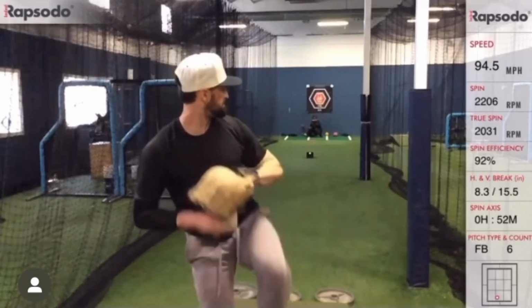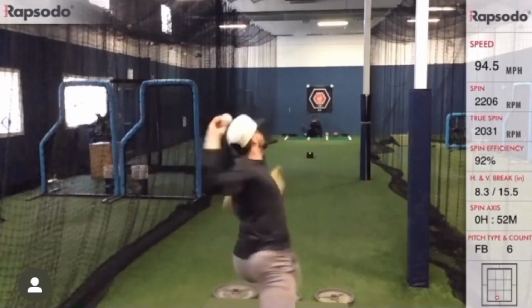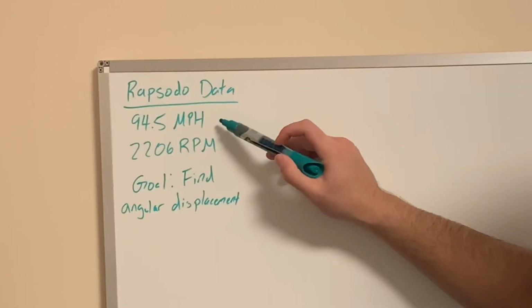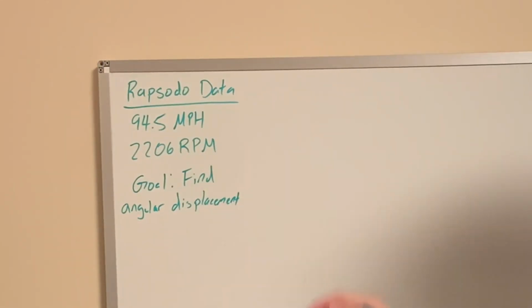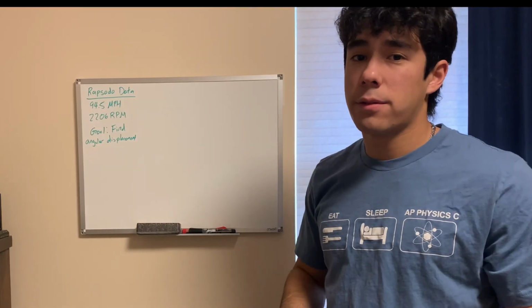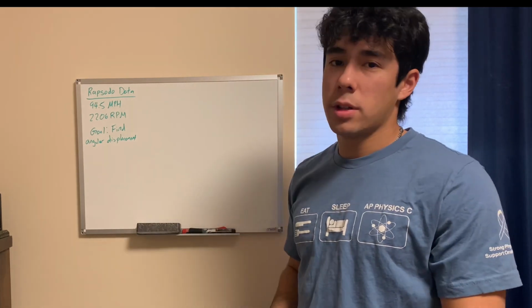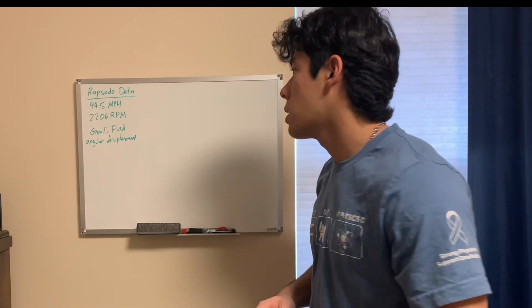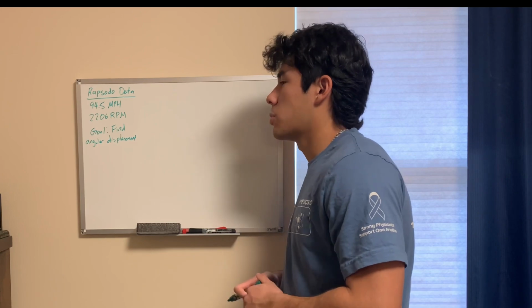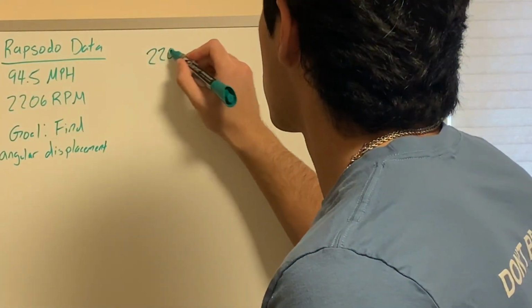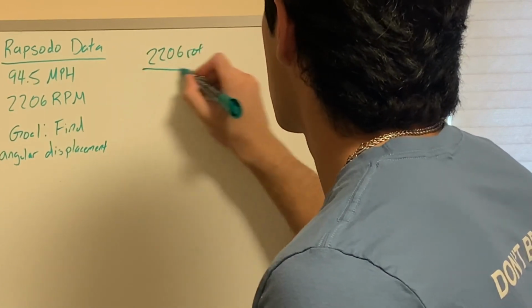Using this information, we can do some physics to figure out the angular displacement of the baseball. So based on the data that the Rapsodo gave us, we know that Scott threw the ball at 94.5 miles per hour with 2,206 rotations per minute. If our goal is to find the angular displacement of the baseball from his release point to when it hits the catcher's mitt, we're going to first have to convert the rotations per minute into radians per second. To do that, we start with 2,206 rotations per minute.